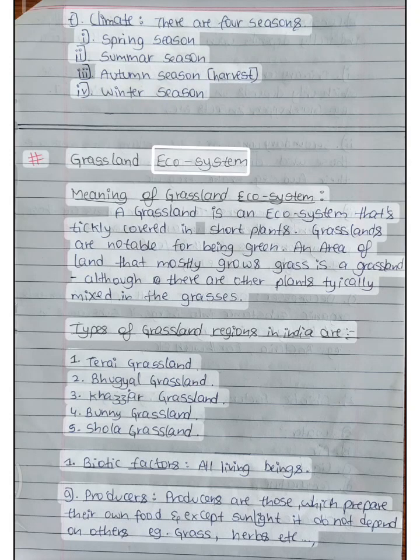Grassland ecosystem. Meaning of grassland ecosystem. A grassland is an ecosystem that's thickly covered in short plants. Grasslands are notable for being green. An area of land that mostly grows grass is a grassland, although there are other plants thickly mixed in with the grasses.